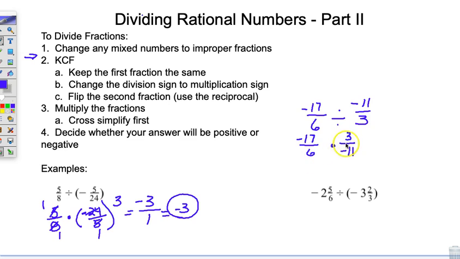We can look diagonally now to find common factors, and 3 and 6 definitely have a common factor of 2. 17 and 11 do not have common factors, so I'm going to leave it alone. If I multiply straight across, negative 17 times 1 is negative 17. 2 times negative 11 is a negative 22. And you can see I have a negative divided by a negative, which we know is a positive. So there's my final answer.